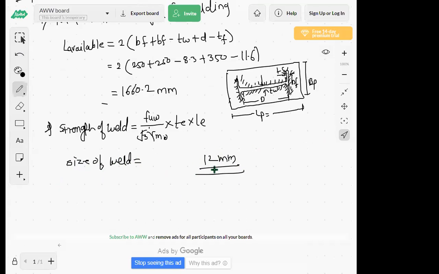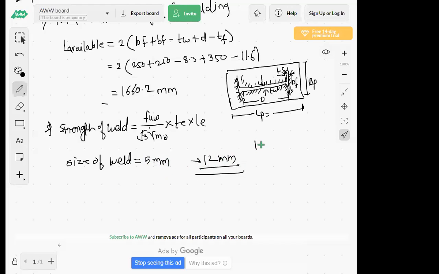So thickness of plate is 12 mm. For that you have to go to page number 48. On page number 48 they have given the size of weld. So size of weld for 12 mm plate is 5 mm. Please go to page number 48. I think 48, IS 800 2007, for 12 mm.